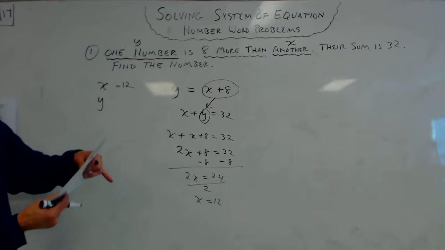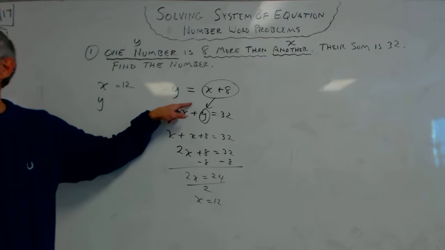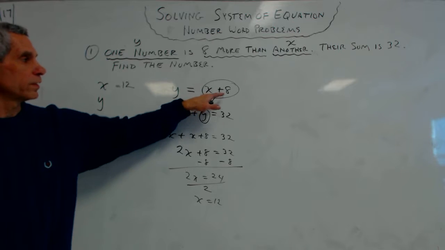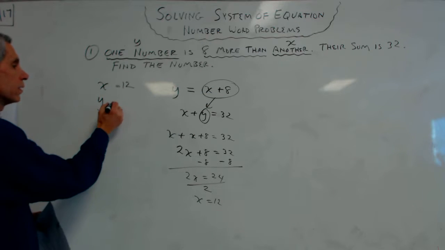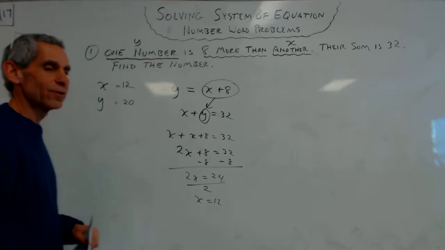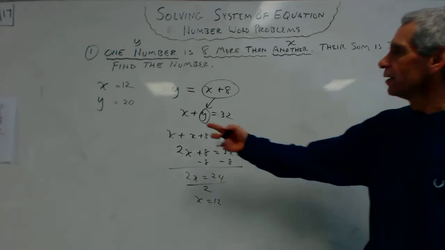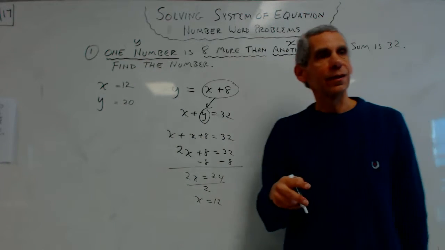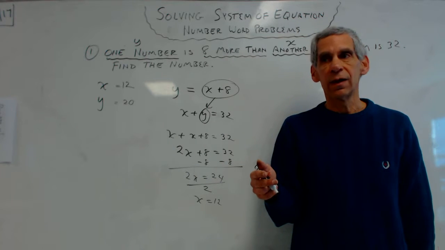Plug it in, right? I can use either of these equations. This one's all set up for y equals, so this would be the easiest. So x is 12. 12 plus 8 is? 20. Right, 20. I was about to say 32, but that doesn't make sense. So let's just double check. Do those add up to 32? Yeah, we did it. Now that was pretty easy. That was the easiest one that we're going to do today, okay?